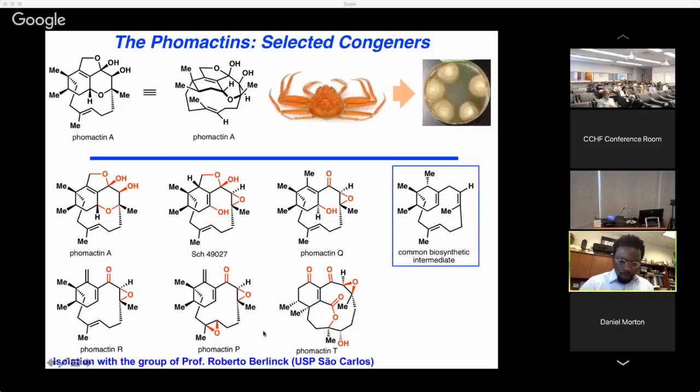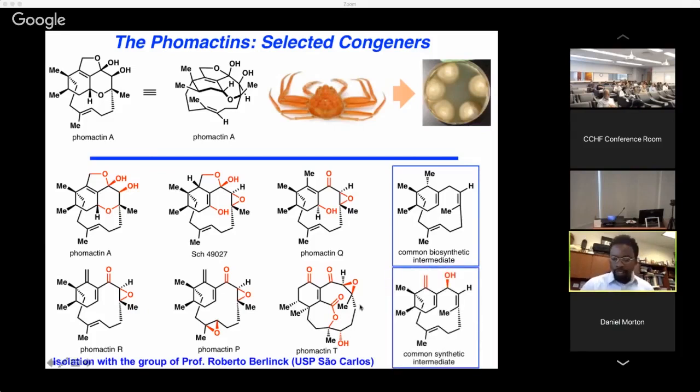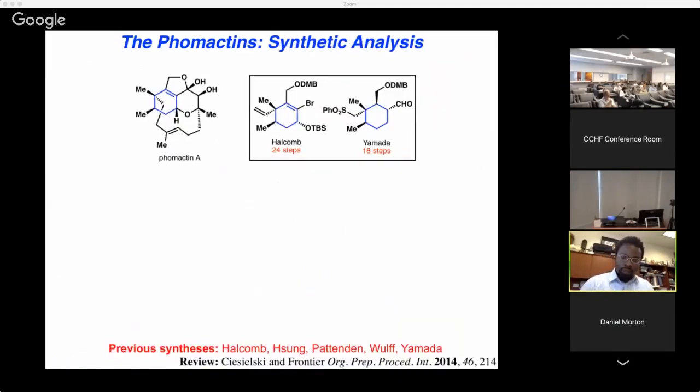And so we worked with an isolation chemist actually, because we thought that there must be opportunities for other types of oxygenations. Working with Professor Roberto Berlinck from Brazil, we were able to isolate additional members of this family, which indeed also had the same carbon skeleton, but differed in terms of the oxygenation. And so we were confident that if we could identify a common carbon framework, we could then perhaps achieve diversifying oxygenation at a late stage to build these molecules. That led us to identifying this particular compound in the bottom right as a common synthetic intermediate that we could apply to address the syntheses of all the phomactins. So I'll fast forward and give you a bit of an overview of the existing syntheses at the time that we began our work.